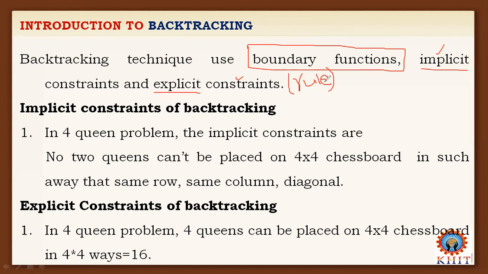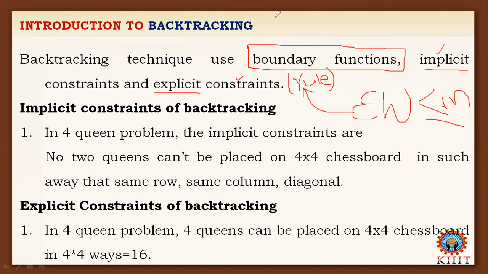Rules in the sense of, for example, the rule of the knapsack problem: the sum of weights is less than or equal to m. That means the total weight of the items you place in the knapsack is less than or equal to m, the knapsack capacity. The total weight cannot exceed the capacity of the knapsack. This is called a rule, a condition, or a constraint. They are all the same.